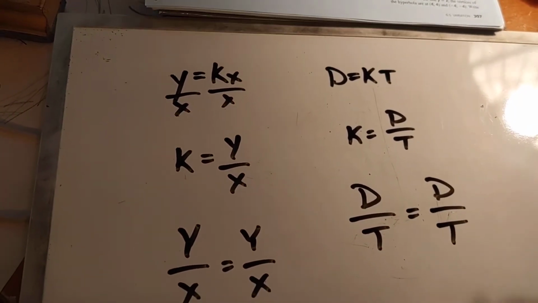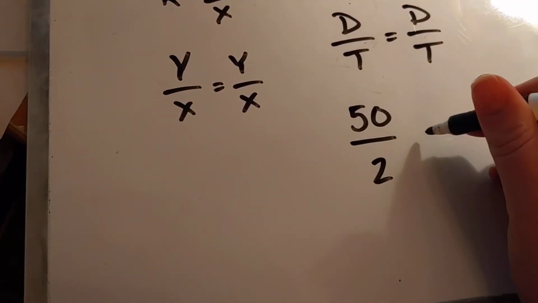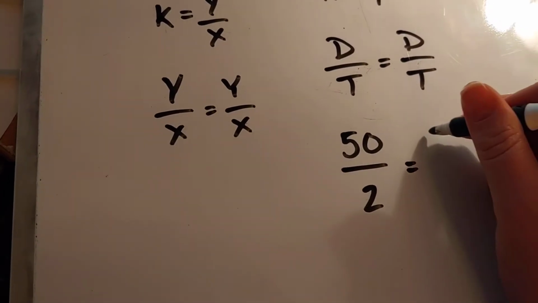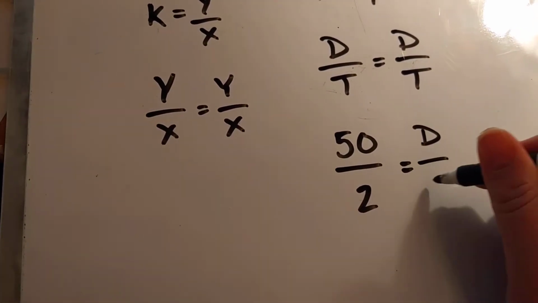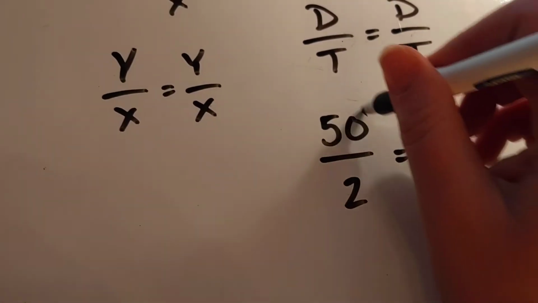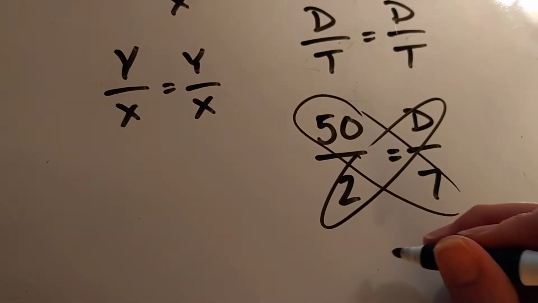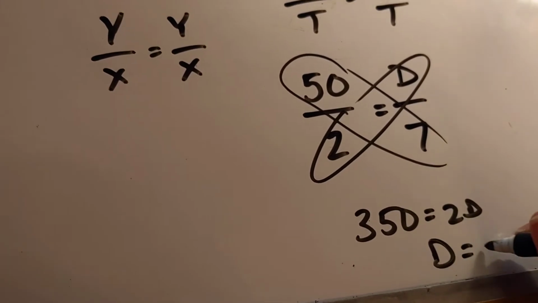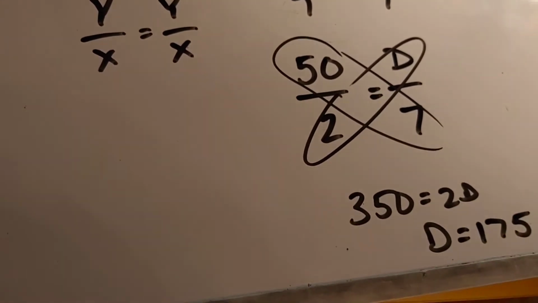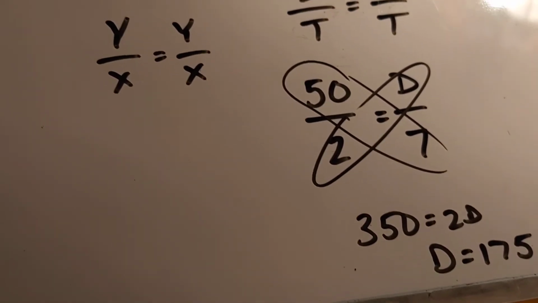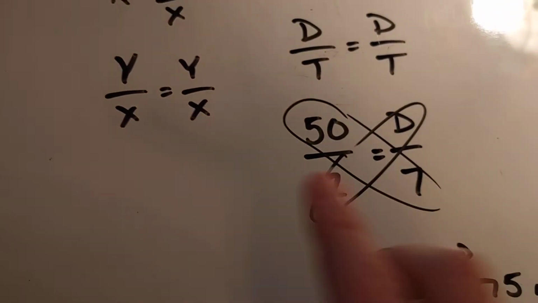Now my distance initially given is 50 miles in 2 hours. How far will it travel in 7 hours at the same rate? So I'm looking for d when I'm at 7 hours. Now I can just cross multiply and solve, which would give me 350 equals 2d. D equals 175. So this train could travel 175 miles in the 7 hours, just like it traveled 50 miles in the 2 hours.